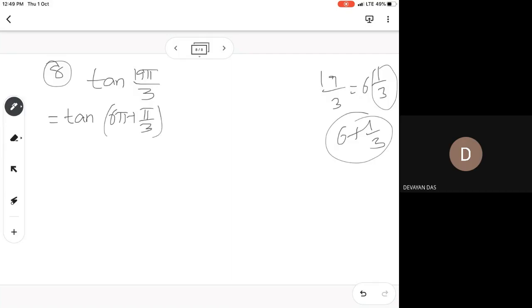This can be written as tan 6 1 by 3 pi. So 6 pi is dropped, and you get tan pi by 3. The value of tan pi by 3 is root 3. That's all. Is it okay?